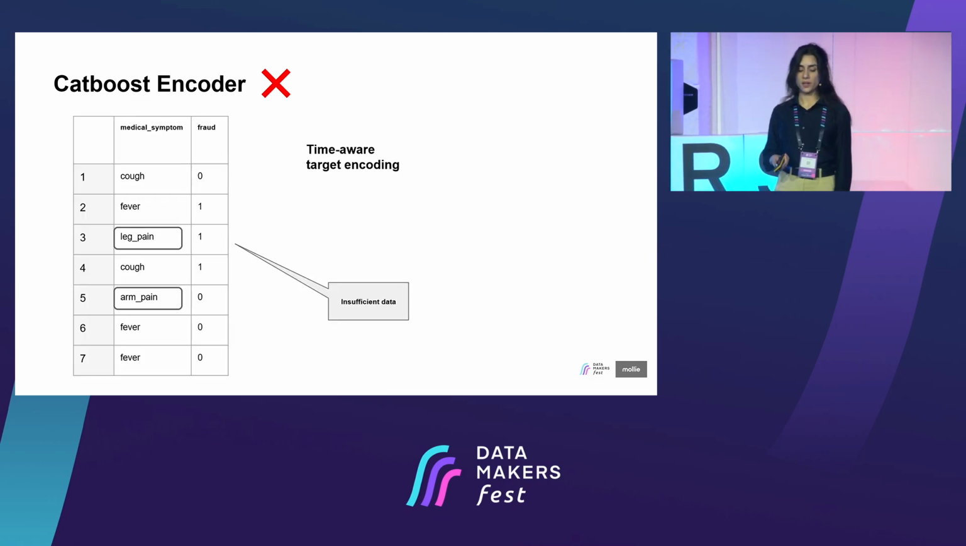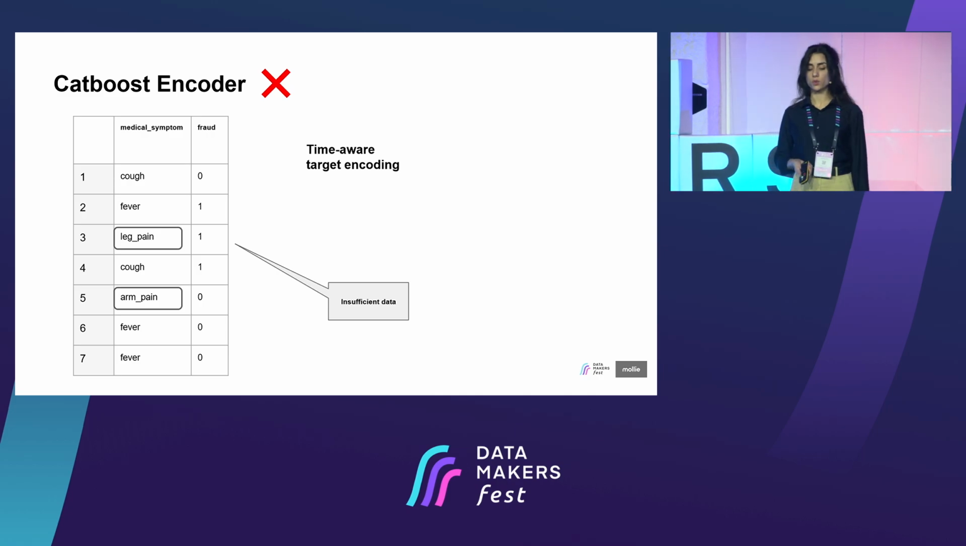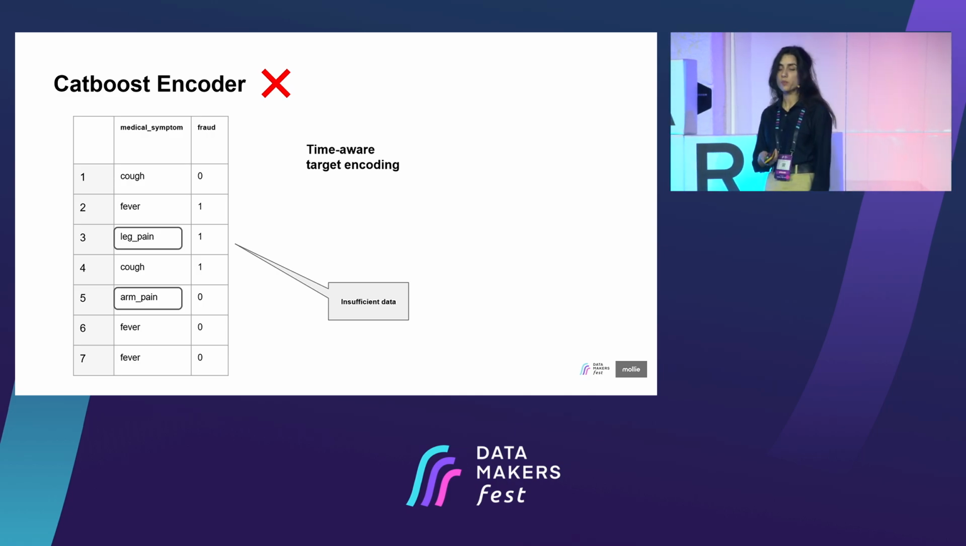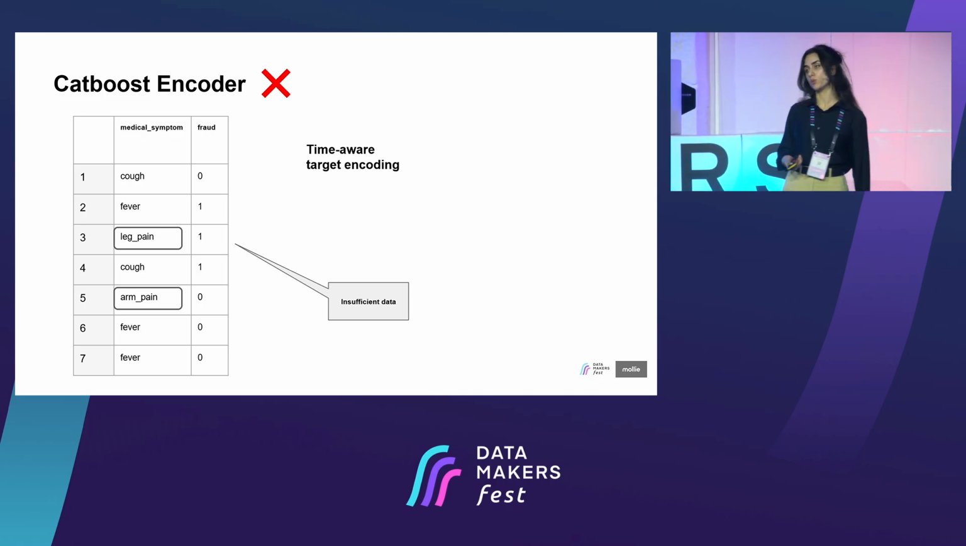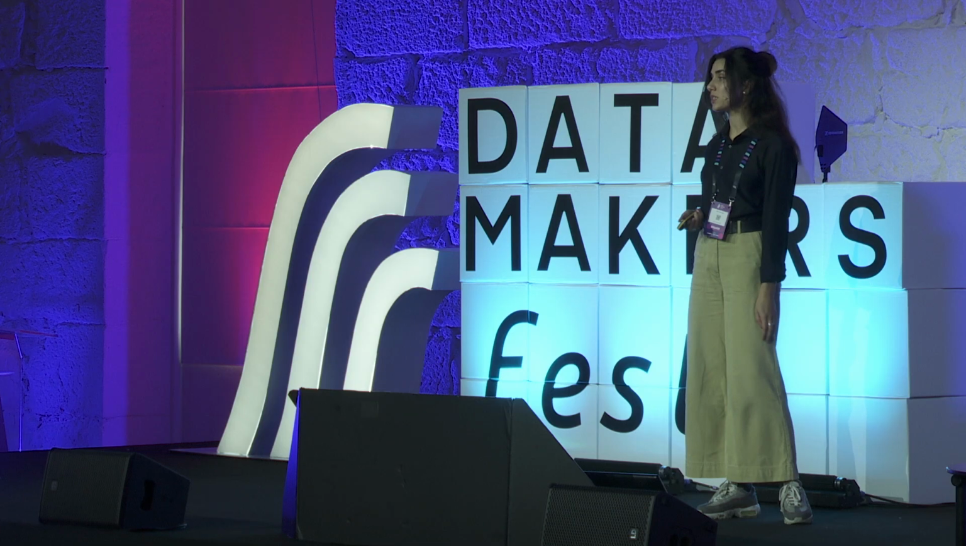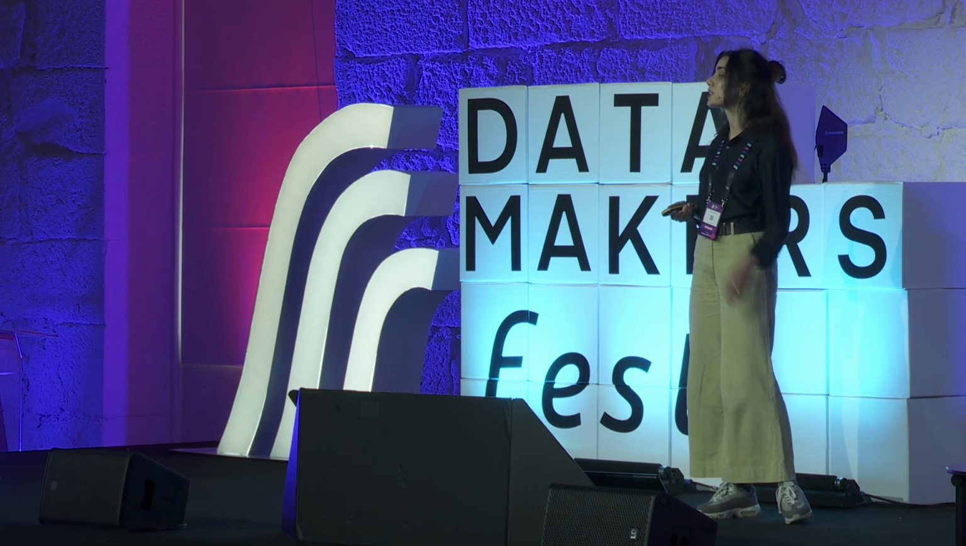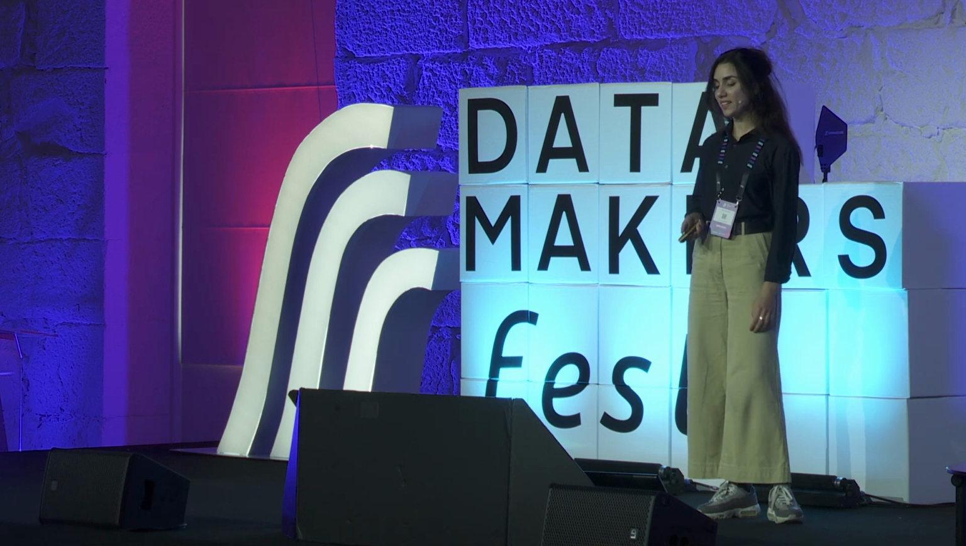This example is when we have very little data. So here we're looking at medical symptoms, leg and arm pain. They have too little information to teach a model. Something you could do here is consider using the rare label encoder first and then continue with the CatBoost encoder.